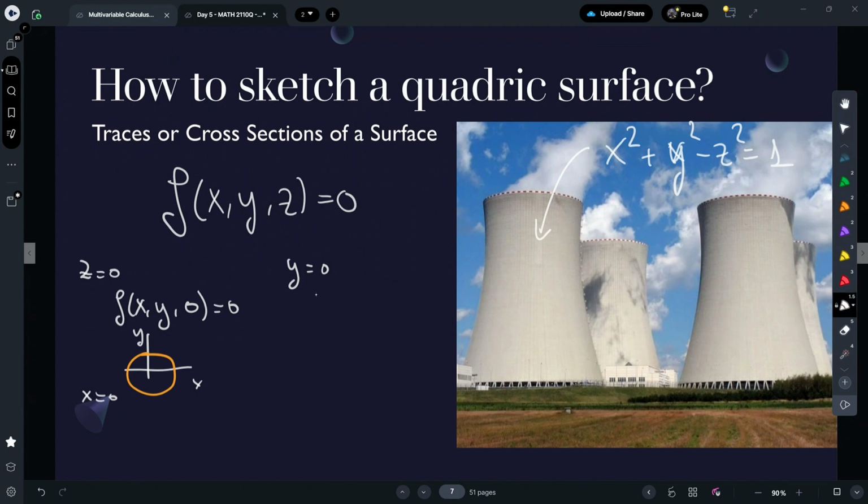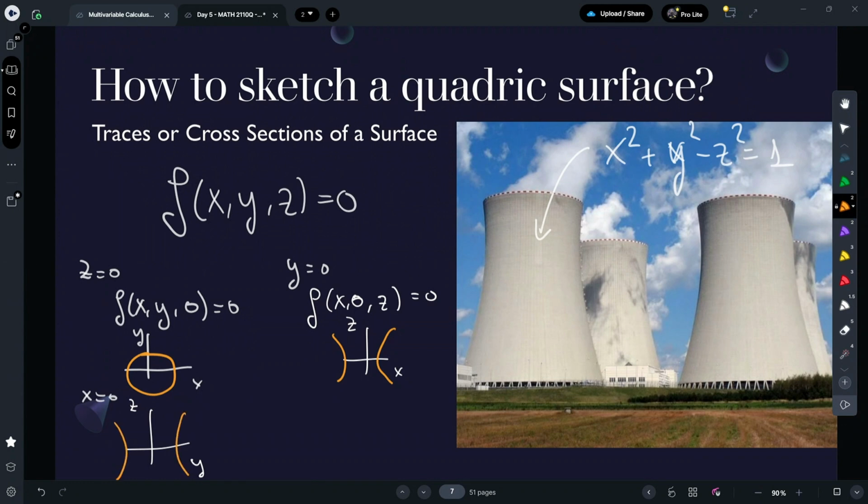When y equals 0, we would be looking at f of x, 0, z equals 0, which is a graph in the xz plane. In this case, they are some hyperbolas. And when x equals 0, now I'm looking at a graph in the yz plane in 3D. And this graph tells me what's happening there. And it's, again, some hyperbolas. And those correspond to those hyperbolas here, the circle that appears here, and the hyperbolas that are also in there.